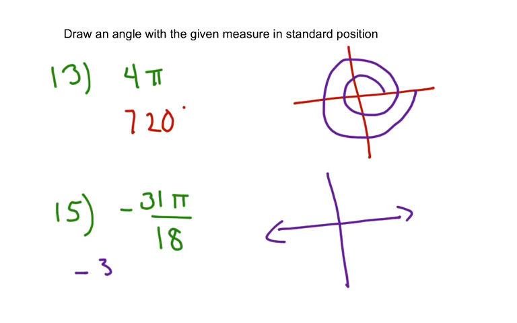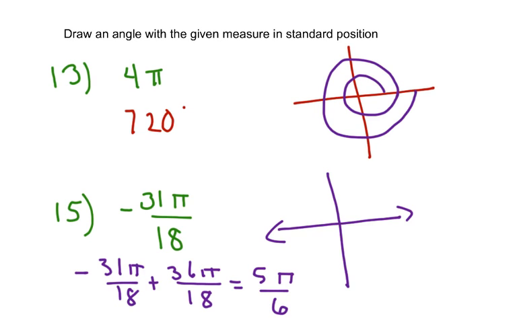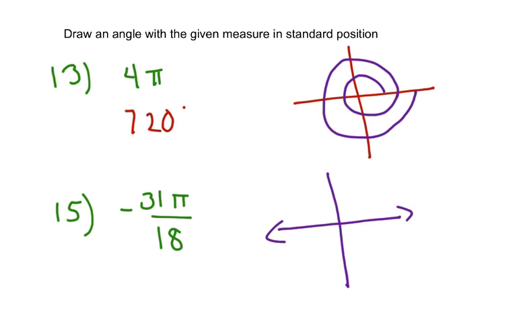Adding 2 pi would be like 31 pi over 18 plus 36 pi over 18, which gives you 5 pi over 6. In this case, am I doing the right one? 31 pi over 18. Oh, I see what I'm doing. Okay, so what I want to do instead is convert it to degrees, so sorry about that. Let's just convert this to degrees because it's helpful.